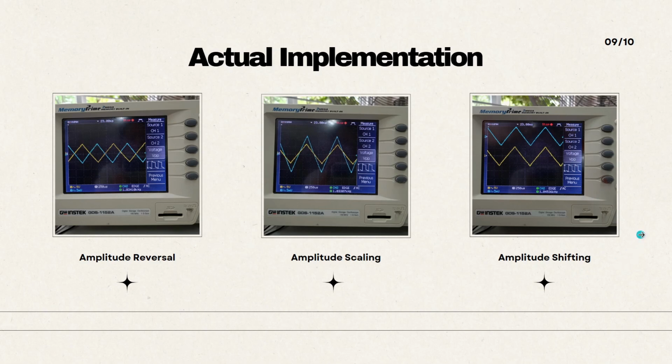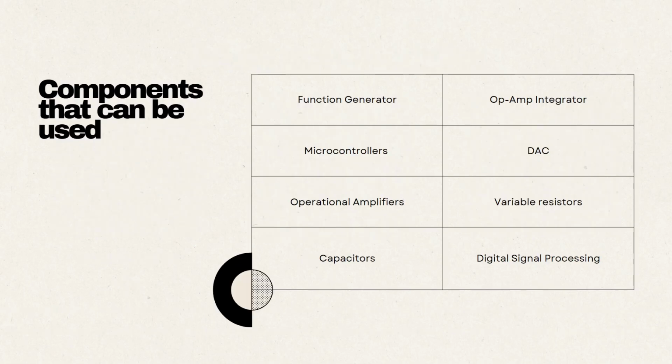Now you might be wondering, what components can be used to generate and manipulate these triangular waves? For waveform generation, you can use a function generator, like the one shown here, to produce a clean triangular wave directly. An op-amp integrator circuit fed by a square wave input can create a triangular response. Microcontrollers or DACs can be used for digital waveform synthesis, especially if you're working in embedded systems.